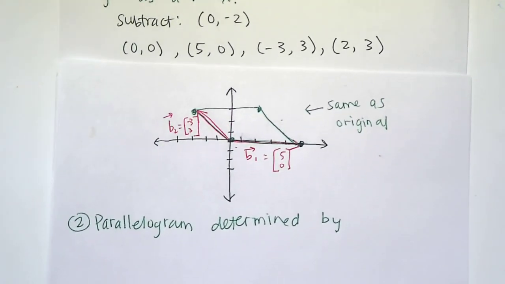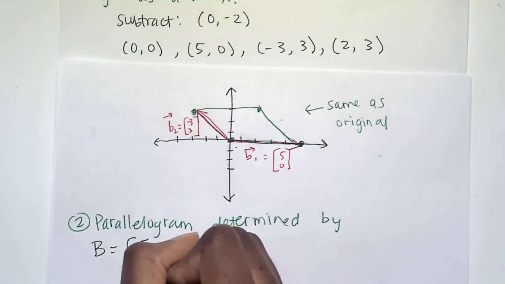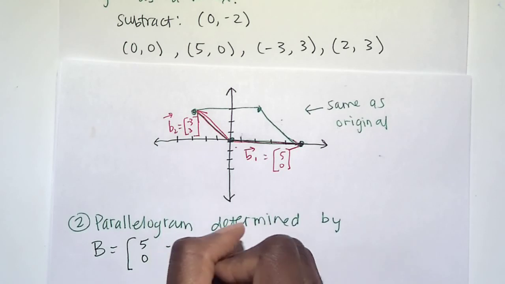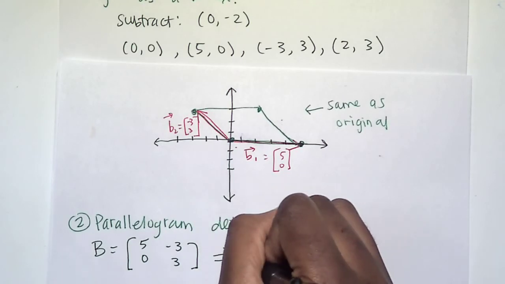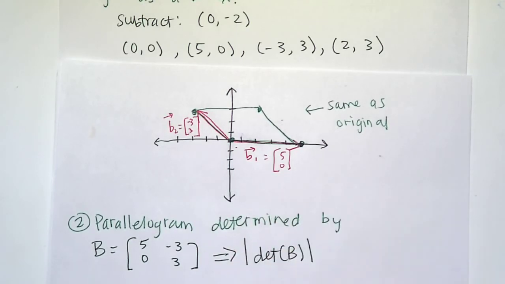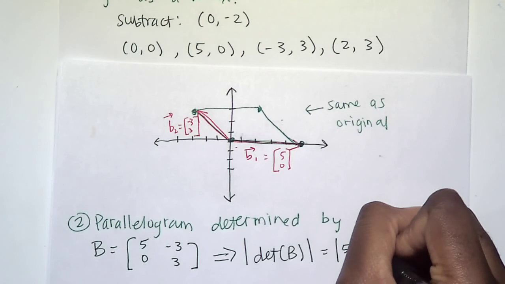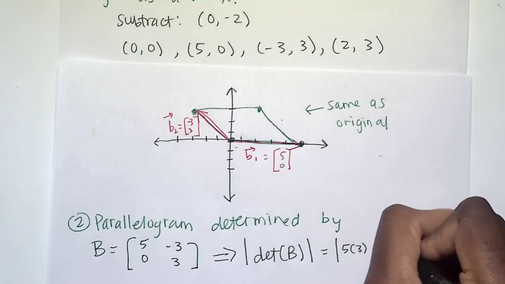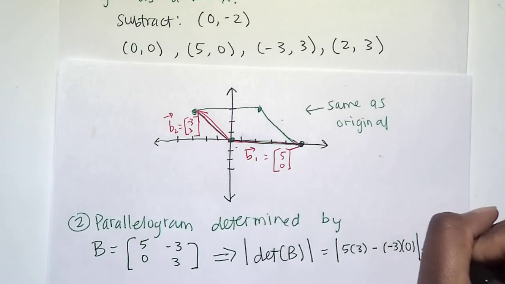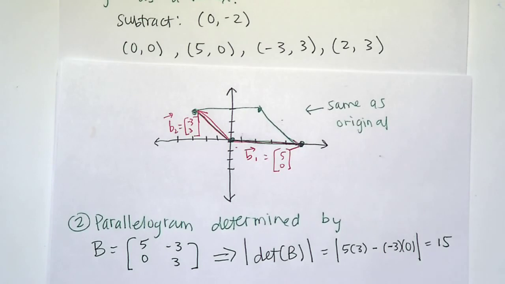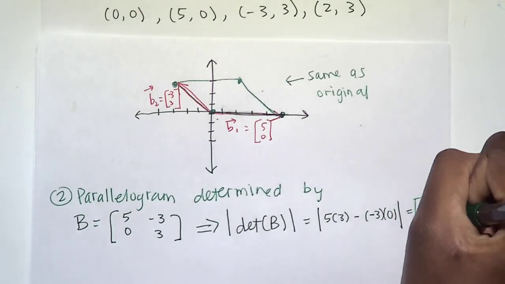So our parallelogram is going to be determined by the matrix with columns (5, 0) and (-3, 3). Based on our theorem, if we take the determinant of this matrix and take the absolute value, we get 15. And 15 is the area of our parallelogram.